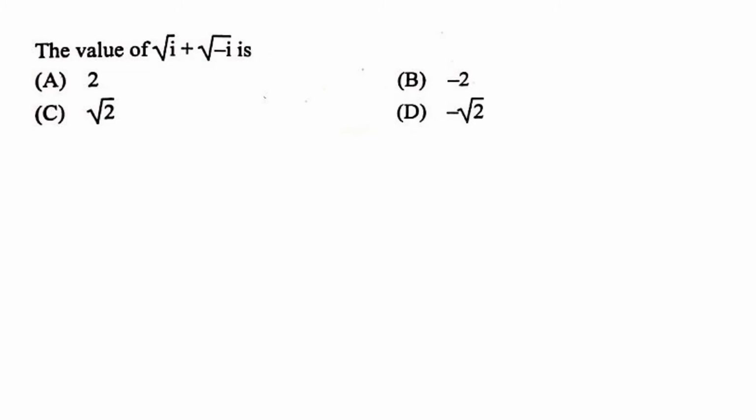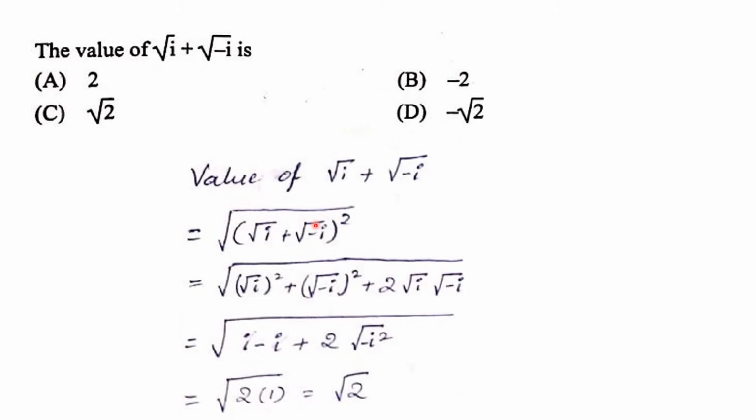The value of root i plus root of minus i is. So, here we have to simplify this one and find its value. So, we know that by squaring this expression and taking the square root of this one won't change its value. Therefore, we need to simplify this one. Square of root i plus root minus i. It is a square plus b square plus 2ab. So root i square plus root minus i square plus 2 into root i into root minus i.